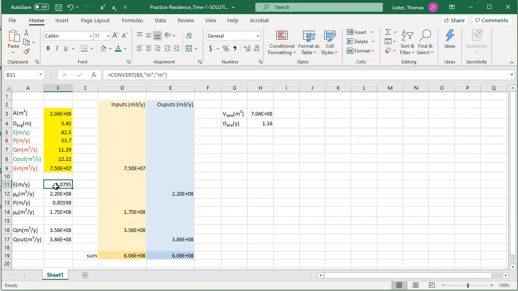And to get the volume flux, I'm going to use a kind of symbology here that is common in hydro.